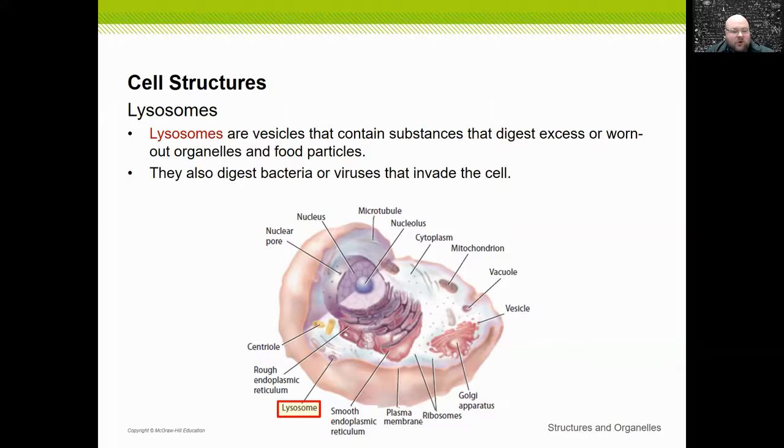So lysosomes in a restaurant are going to be basically the janitor, the person that cleans the restaurant. It's like the janitor because it cleans up messes and throws away trash, the same way that a lysosome is going to rid the cell of unwanted material. So in a restaurant, it's going to be the janitor or the person cleaning up.